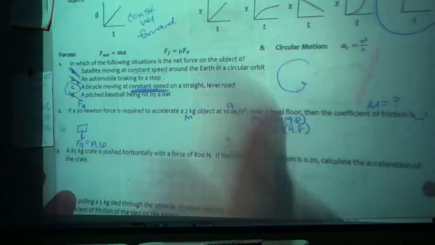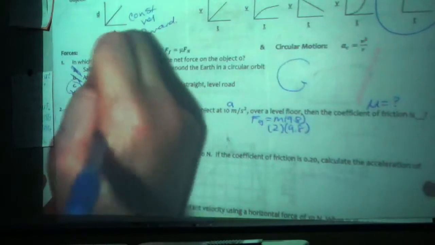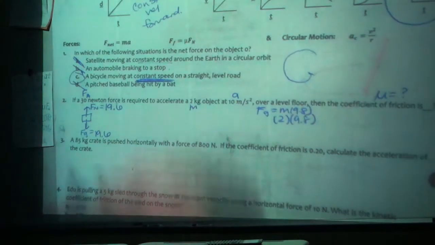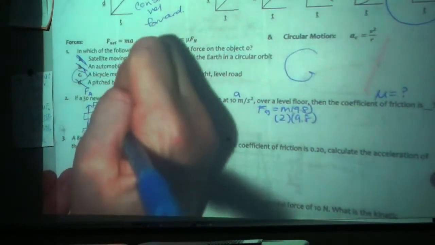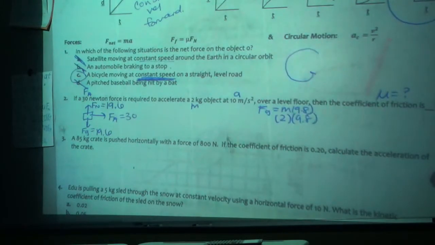And because it's on the floor, it's not falling down or accelerating up, so my normal force, how much the floor is pushing back, is also 19.6. And then it gave me that my applied force is 30 newtons. Now it didn't tell me any directions, so I just made the applied force go to the right.